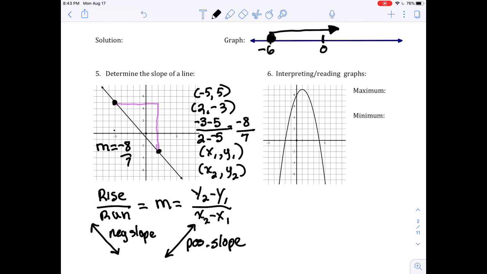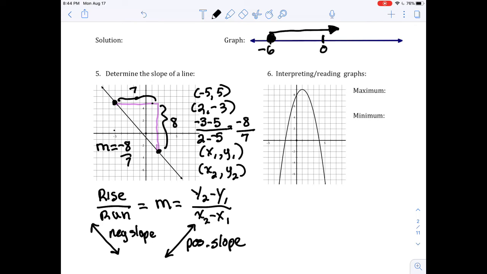So let's verify that using the purple rise over run. So 1, 2, 3, 4, 5, 6, 7, 8. And sure enough, that's 8. 1, 2, 3, 4, 5, 6, 7. And that is 7. But again, you have to remember that that is a negative slope.